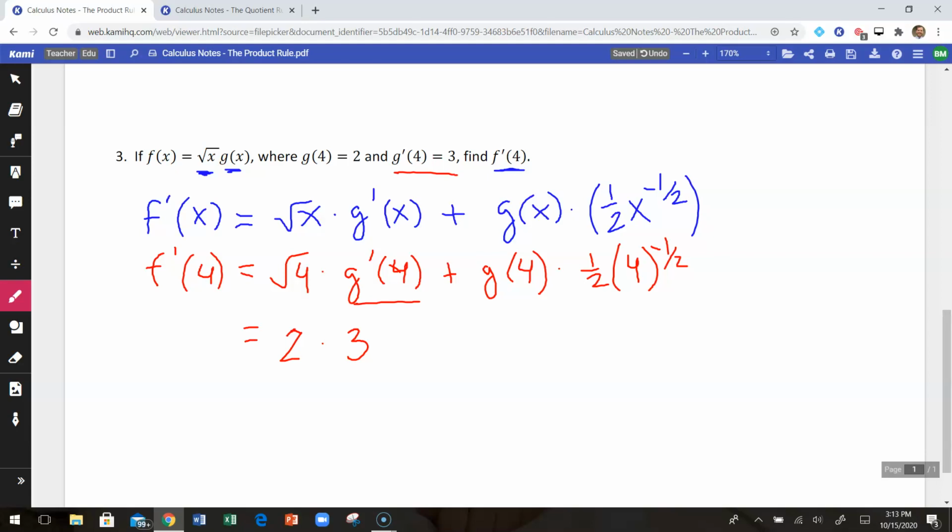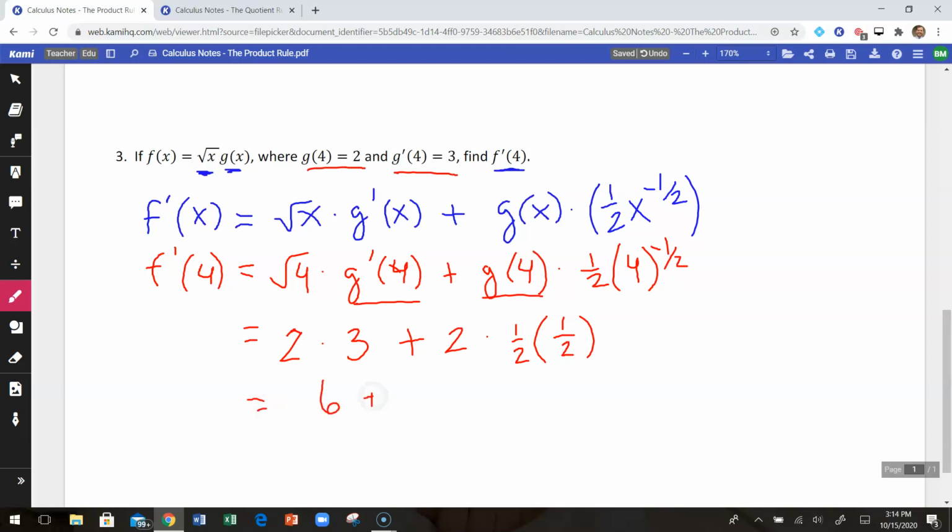So 2 times 3 plus g of 4, it tells me that is 2, times 1/2 times 4 to the negative 1/2 power. Well, 4 to the negative 1/2 power, 4 to the 1/2 power would be 2, because that's a square root. So if it's negative 1/2 power, that means we're going to get 1 over 2 here. It just makes that go to the bottom. So I'll just continue to solve here.